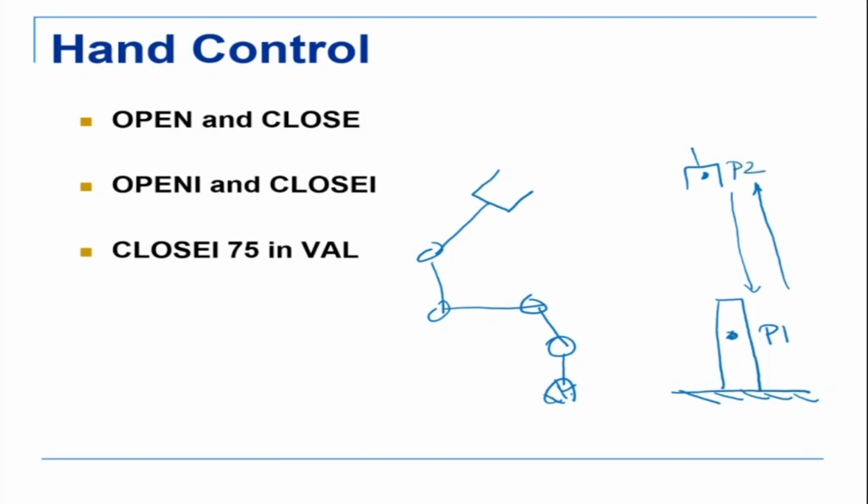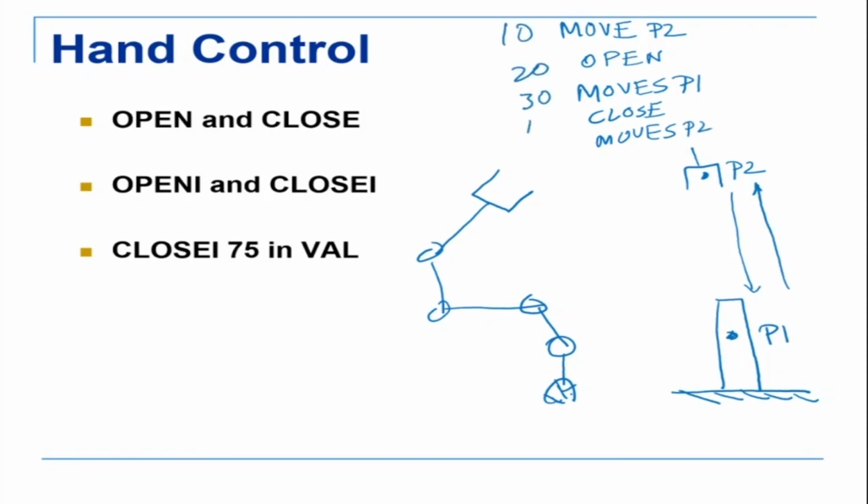Let's call this point P2. Okay, so I say move P2, so it goes there. Okay, then I say open. Then what I say is moves P1. Then I say close the gripper. Then I say moves P2 again. Okay, line numbers 10, 20, 30, 40, 50.